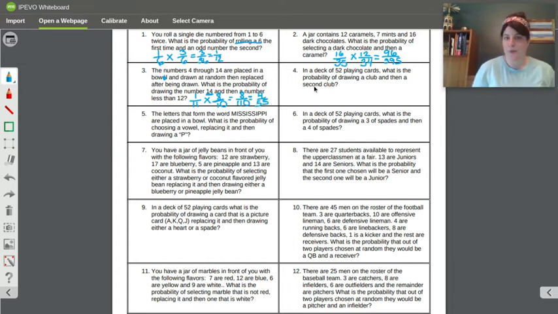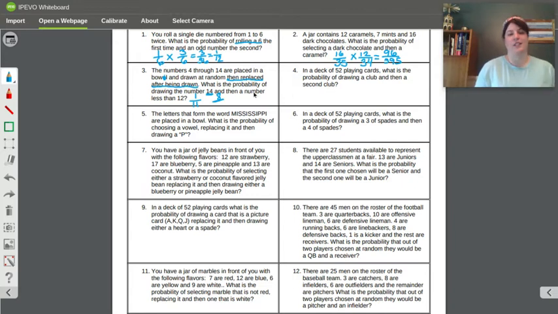All right, number 4. In a deck of 52 playing cards, what is the probability of drawing a club and then a second club? Okay, so again, we're not replacing. Oh, I just looked at this one and realized that this one was replaced. Let's go back to this last question, because we did this wrong, or I did this wrong. And this is what I'm talking about with close reading with these questions.